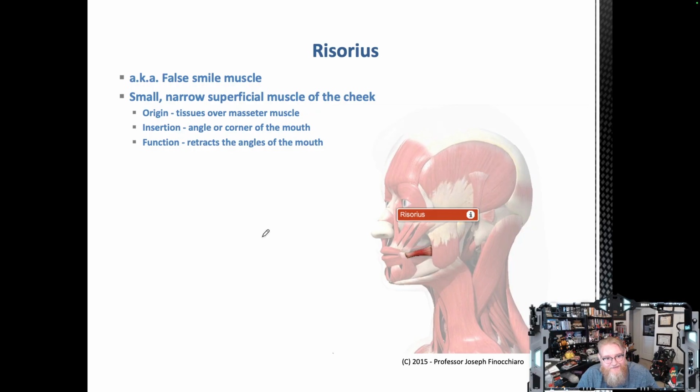You have the risorius muscle, which is the false smile muscle. The small, narrow, superficial muscle of the cheek, which originates in the tissues over the masseter muscle. It inserts at the angle or corner of the mouth, and it retracts the angles of the mouth.